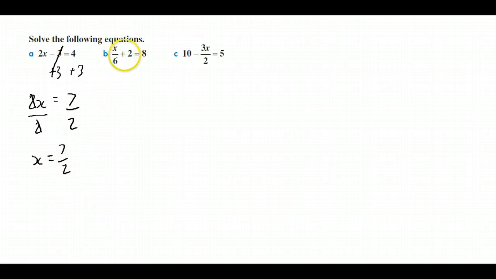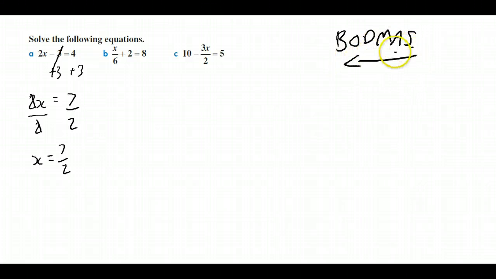Okay, and then in this one, I've got x divided by 6, and I've got plus 2. Reverse BODMAS, we should write BODMAS over here so we don't forget. Reverse BODMAS says addition subtraction first, so I'm going to do minus 2 first on both sides.